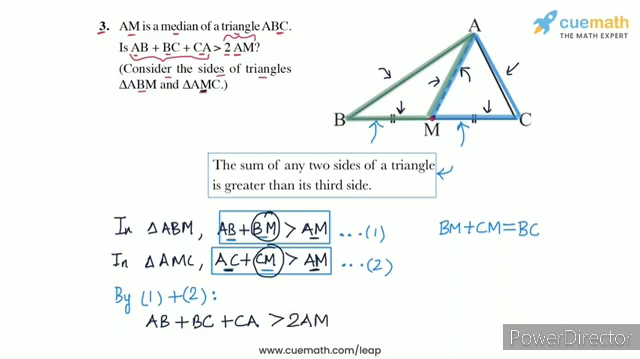So this inequality that we have obtained, AB plus BC plus CA greater than 2AM, by adding 1 and 2, this is what we had to find. This is what we had to check. So the answer to this question is yes, the sum of the sides is greater than twice the median. And this completes question number 3.